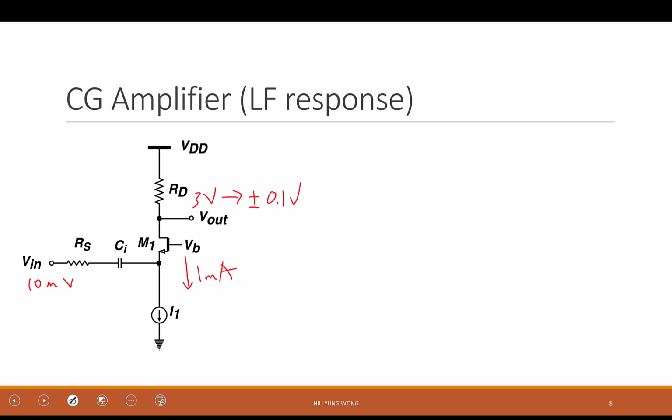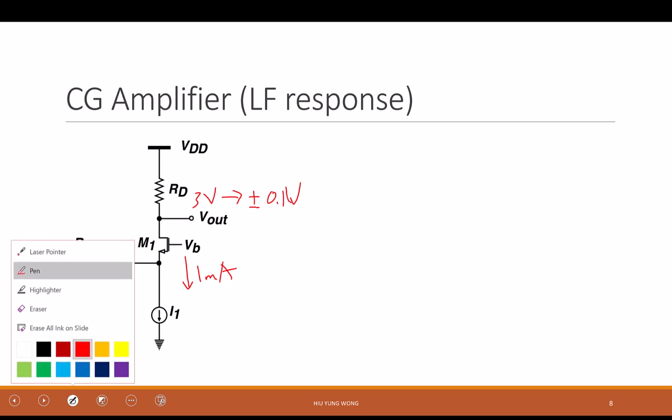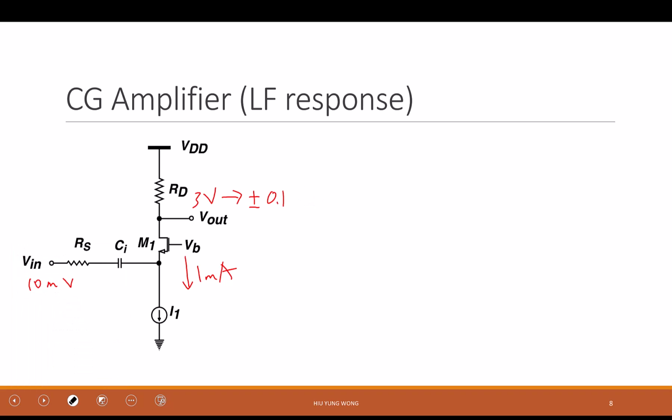Of course, this is a common source. It has a gain, right? I spent a lot of time discussing this before about the small signal model. I hope that you understand this. So, okay, but now we need to go to the frequency domain. This is the given circuit. I cannot take away Rs and Ci because it's in the AC domain. I need to take them into account.